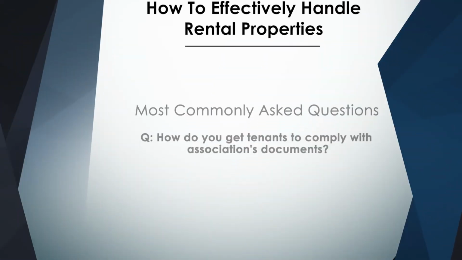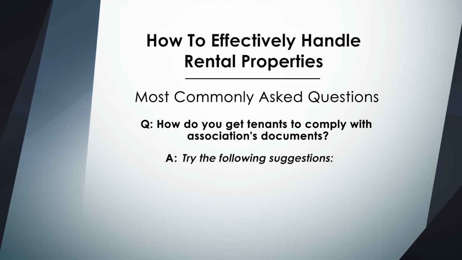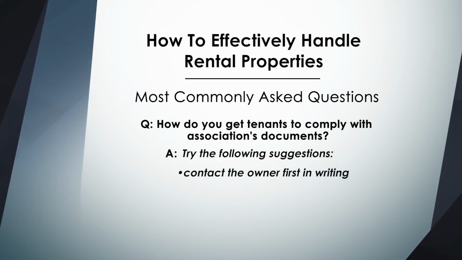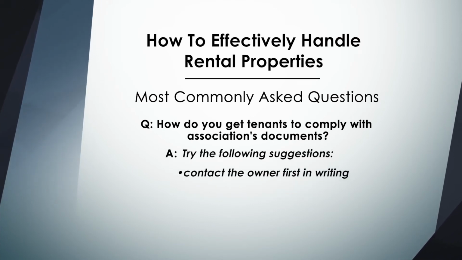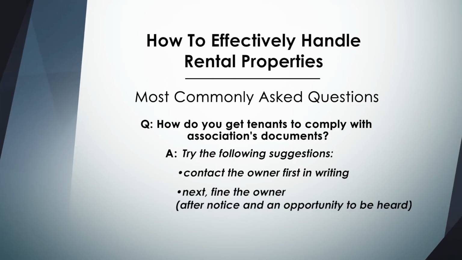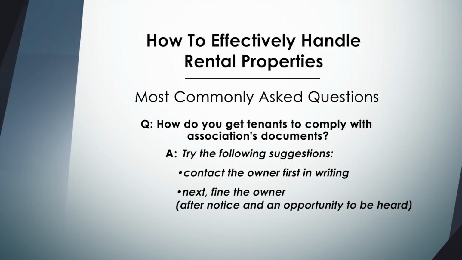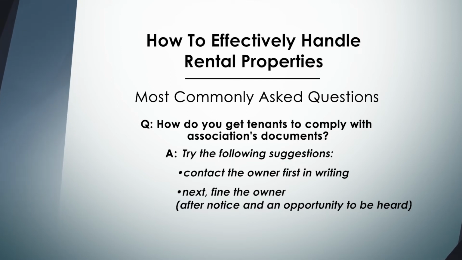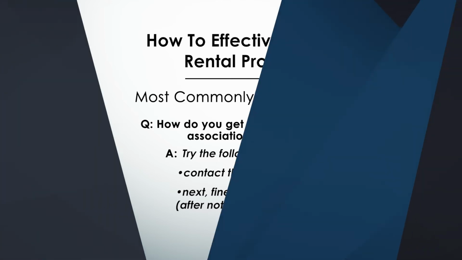How can the association get tenants to comply with an association's documents? Some suggestions would be to contact the owner first in writing concerning the violations. The next step, if the violations don't end, is to fine the owner. Remember, the best way to get a tenant to comply with your documents is to make it hurt in the pocketbook of the owner. If fines are unsuccessful, the next step would be to turn the file over to our law firm for legal action.